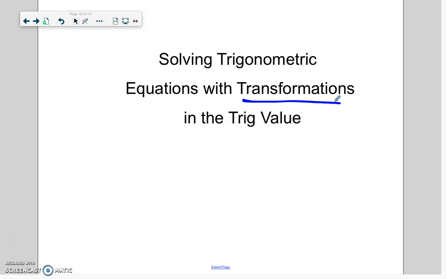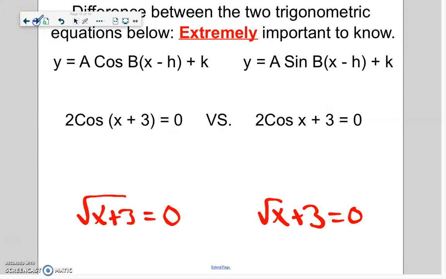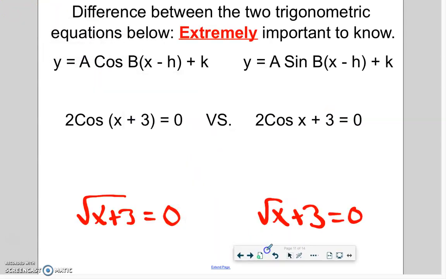The biggest thing I want, and me and Mrs. Kleiss want you to think about when looking at these, is you are basically undoing all of the transformations that we learned in Unit 5. And what I mean by that is on this next slide. So the difference between the two trigonometric equations below is extremely important to know: what am I doing in expression 1 or equation 1 compared to equation 2.